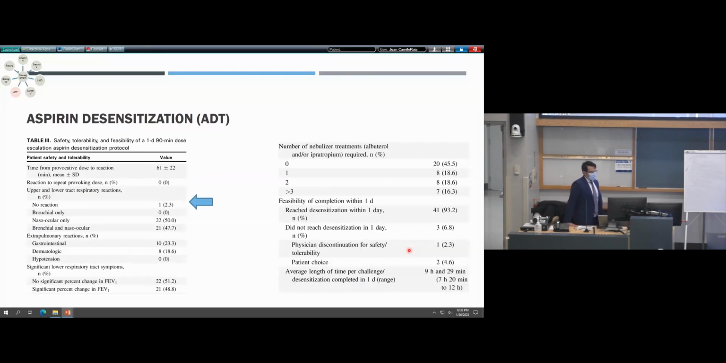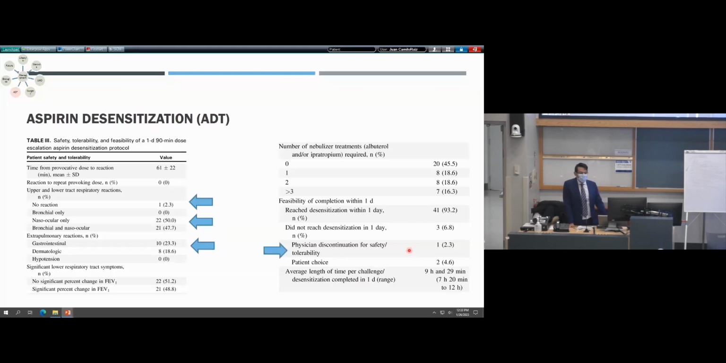Now, this is from the De Gregorio paper in 2016 that first described this protocol. Out of 61 patients, they had one patient that actually had no reaction, one of those silent desensitizers that I told you about earlier. Most of their people, about 50%, had nasal-ocular reactions, and the other 50% had bronchospasm and nasal reactions. In terms of the other reactions, about 23% had dermatological reactions. 23% had GI reactions and 18% had dermatological reactions.